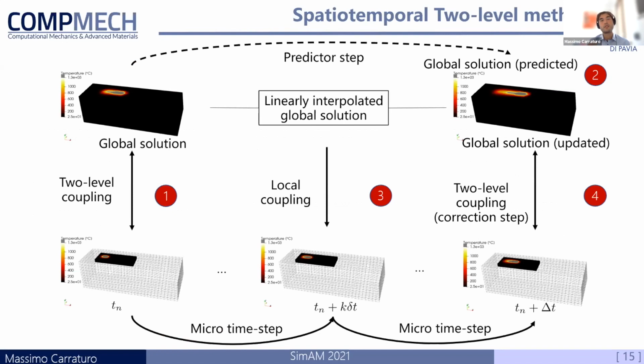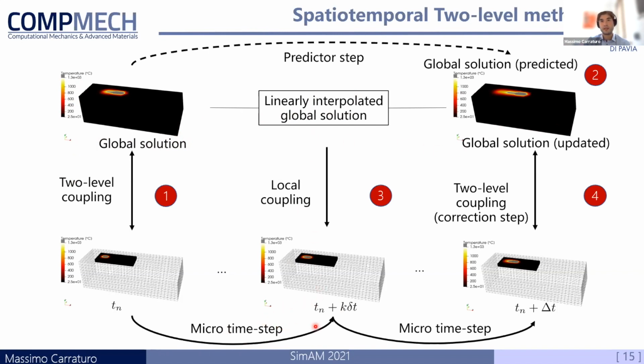At the beginning, we solve the classical two-level coupling scheme. So we first solve the global problem, then the local problem in the local domain, and we iterate the solution until we reach convergence. At this point, we compute a predictor step where we compute the global solution only at the time step tn plus delta t. And at this point, we start to solve the micro time steps at the local problem. And in this case, the coupling is made only in one direction with respect to a linearly interpolated global solution between the previously computed global solution and the predicted one.